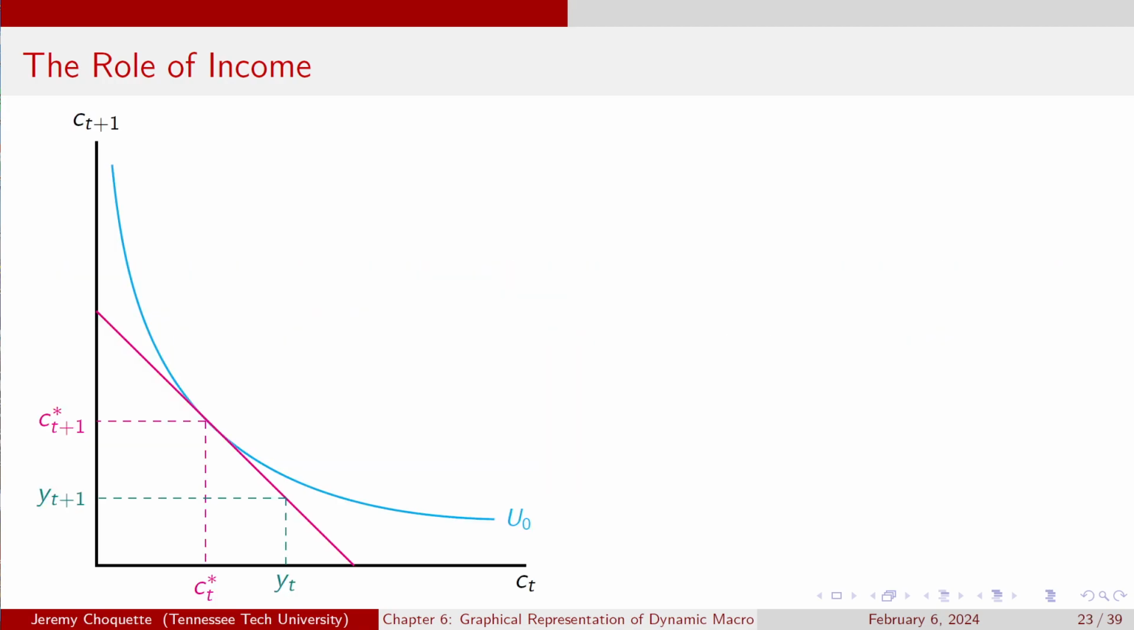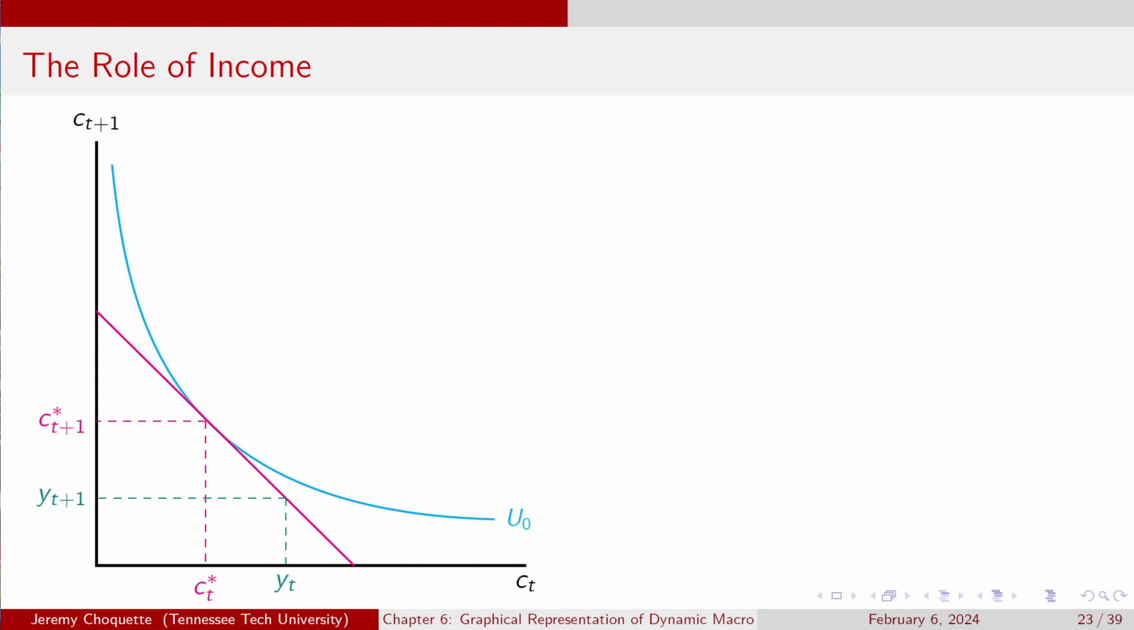In that case, what we would have is something more like this, where current consumption is less than current income, but because we're consuming less than we're earning today, we get to consume more than we earn tomorrow. So say this is pre-retirement: CT and YT are pre-retirement. CT+1 and YT+1 are during retirement. Either one of these, technically speaking, would satisfy the constraint.